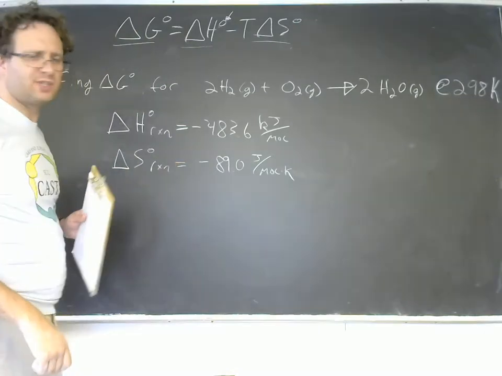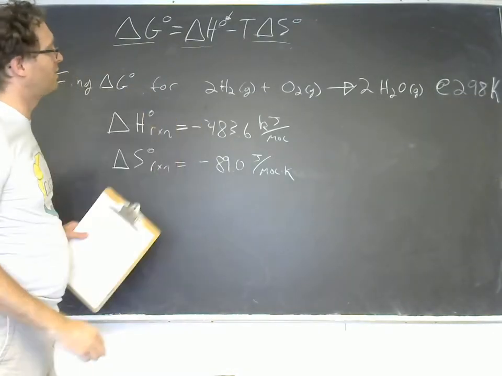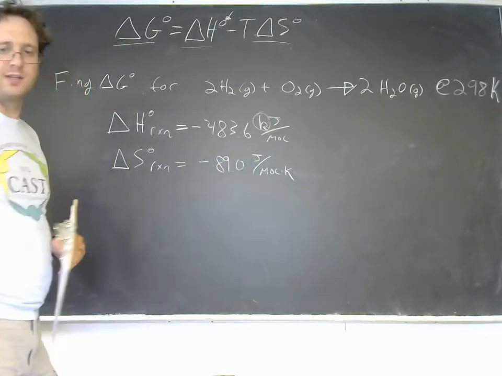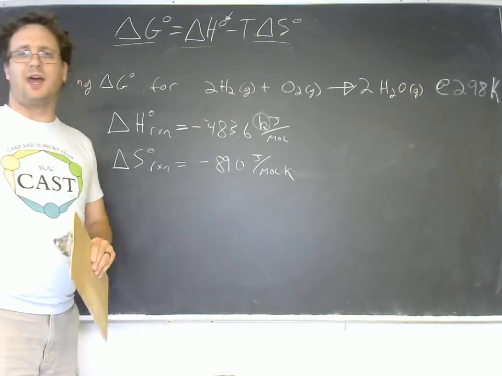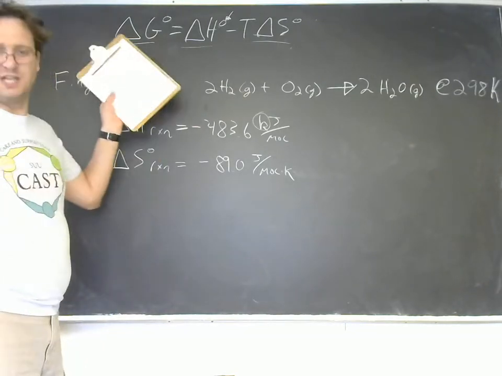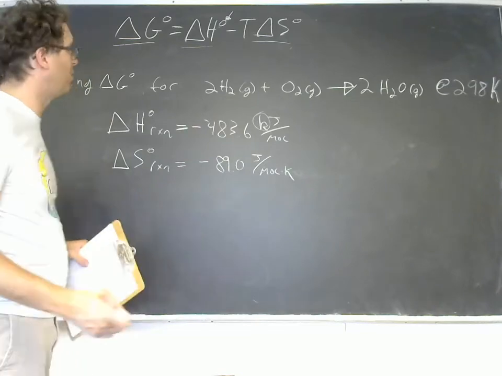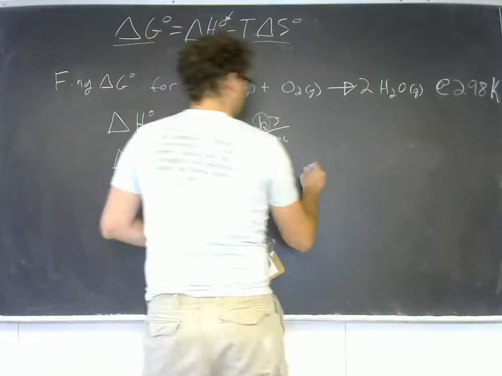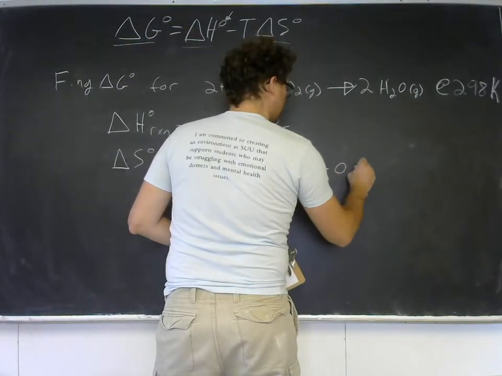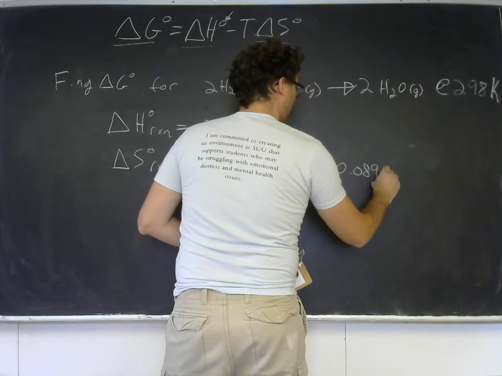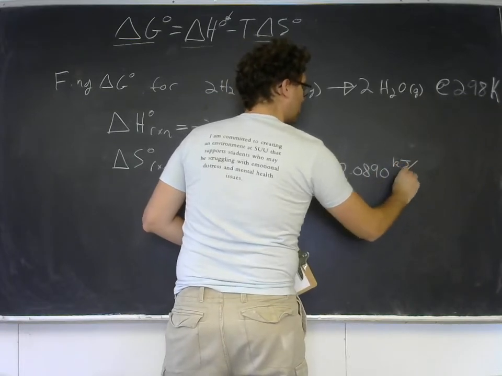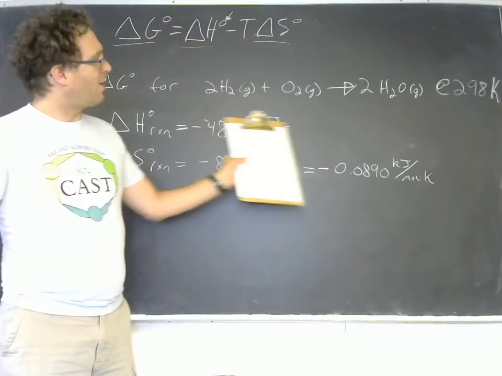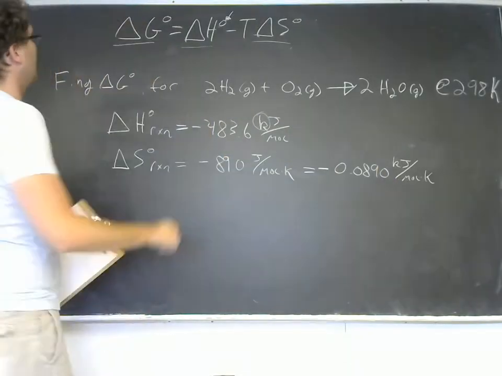And before we just naively plug these numbers into our equation, we should notice the kilo that is present for the delta H and not for the delta S. Typically your delta G's will be expressed in kilojoules per mole, so what I really want to do is convert this into kilojoules per mole Kelvin. So that's going to be negative 0.0890 kilojoules per mole Kelvin. I just divide it by 1,000, and now our units are consistent and we can plug them in here.